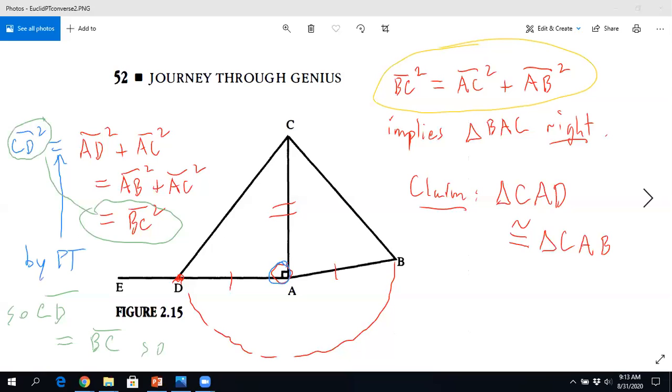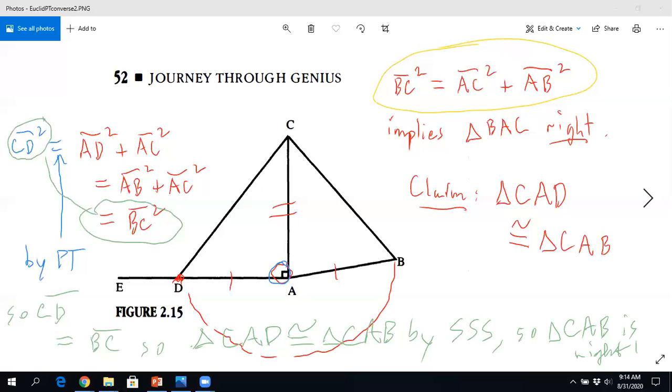So what's true about the triangles? Triangle CAD is congruent to triangle CAB by what? Which kind of congruence are we using here? Side, side, side. But CAD is a right triangle by construction. So what's true? So CAB is right. Exclamation point. That is the end, right? And that's that. That's the totality of his argument.